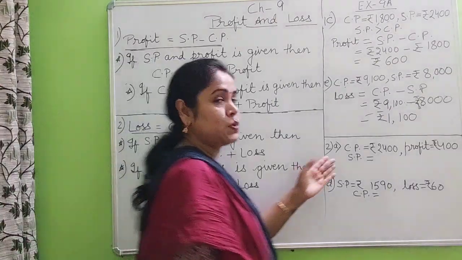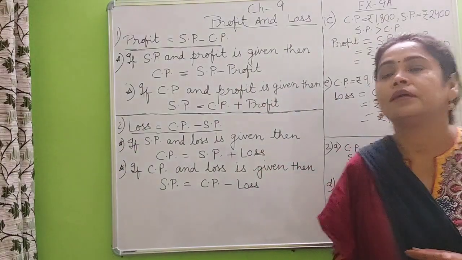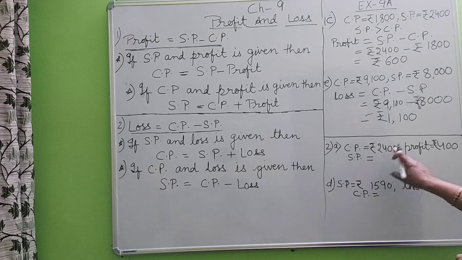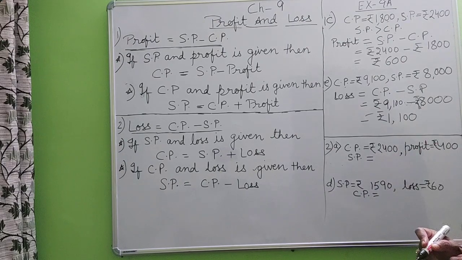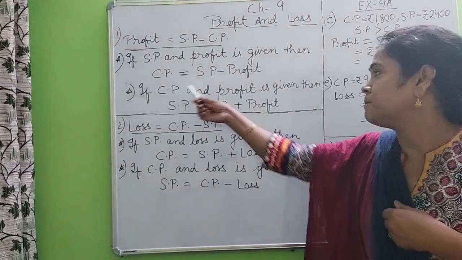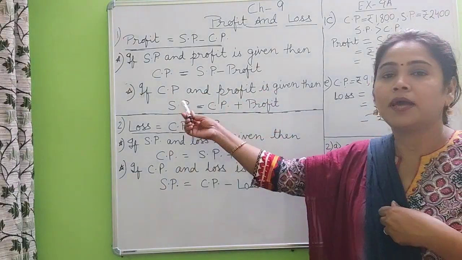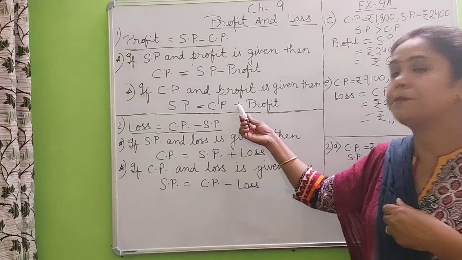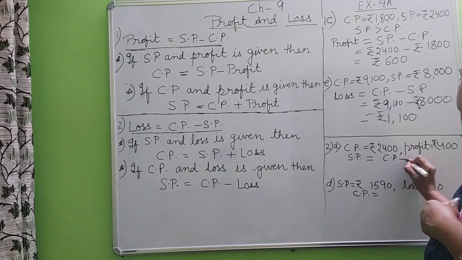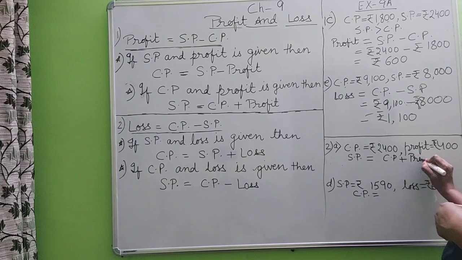Here I have taken two questions. One is: if CP is equal to rupees 2400 and profit is rupees 400, find SP. For this, CP and profit are given. If CP and profit are given, what is the formula? SP is equal to CP plus profit. So I will write SP is equal to CP plus profit.